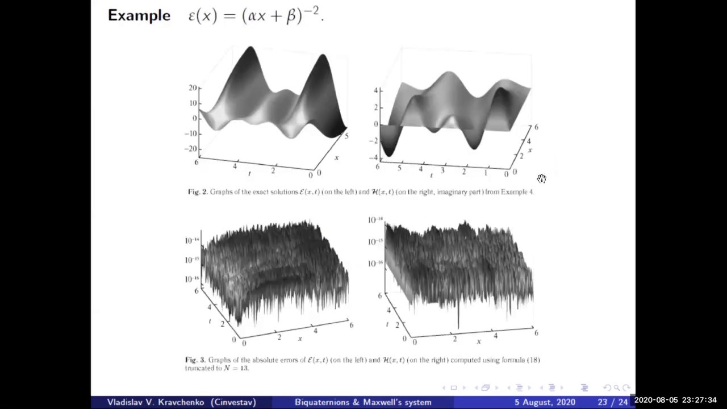And this leads to the following results in the case of applying this numerically. This is just to show you one example. Here, epsilon has such a form: some constant alpha times x plus another constant beta, to the power minus 2. Why such a case? Because in this case, everything can be done explicitly, and our numerical results can be compared against the exact results. These are the graphs of the exact solutions. Here is E, and here is H.